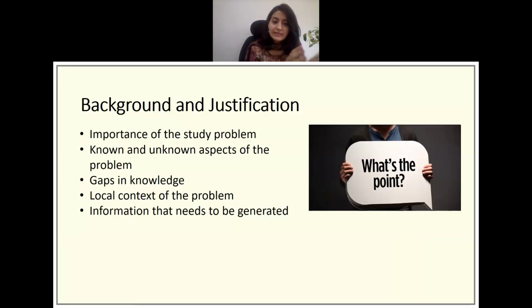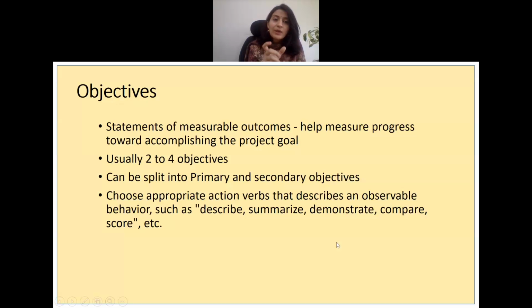After you've identified that these gaps in knowledge exist, you need to highlight that if you are able to generate such and such data, it will be able to fill in the existing gaps in knowledge. This kind of information has to be there in your background. It basically builds up to the point of your study. Why do you even want to do the study? After you've justified the point of your study, you need to talk about the objectives of your study.